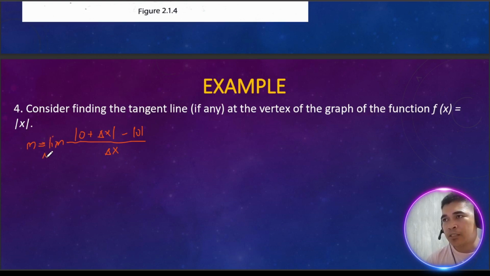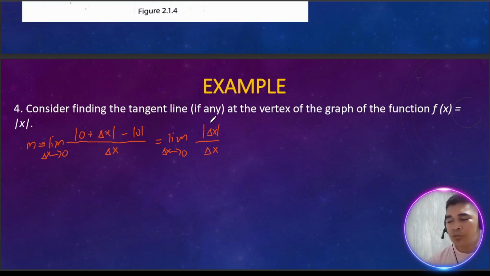As delta x approaches 0. So further equals limit. So what remains here is 0 plus delta x, we have the absolute value of delta x minus 0, all over delta x as delta x approaches 0, right? So here we can see that we are given the absolute value.